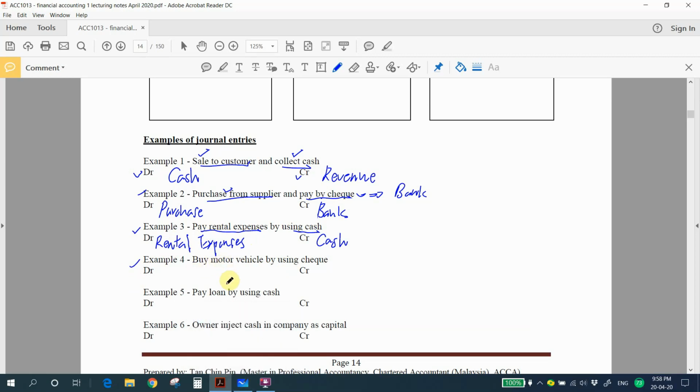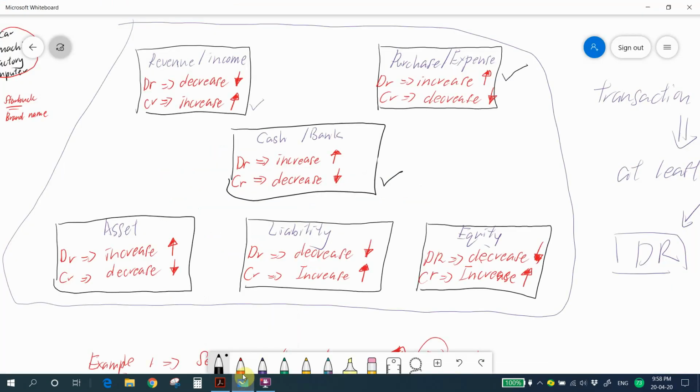Let's identify which account will be involved in this transaction. We know the first one is motor vehicles. The next one is cheque. So let's go back to the diagram here. Motor vehicles relate to which account? Motor vehicles relate to the asset account.